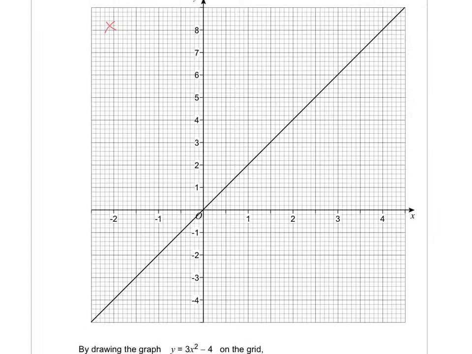Minus 1, 1. 0, minus 4. 1, minus 1. 2, 8. And that's the last one that we can actually plot. I'm now going to sketch this graph. I'm going to draw this graph, sorry. Try to make sure that your curve is smooth.